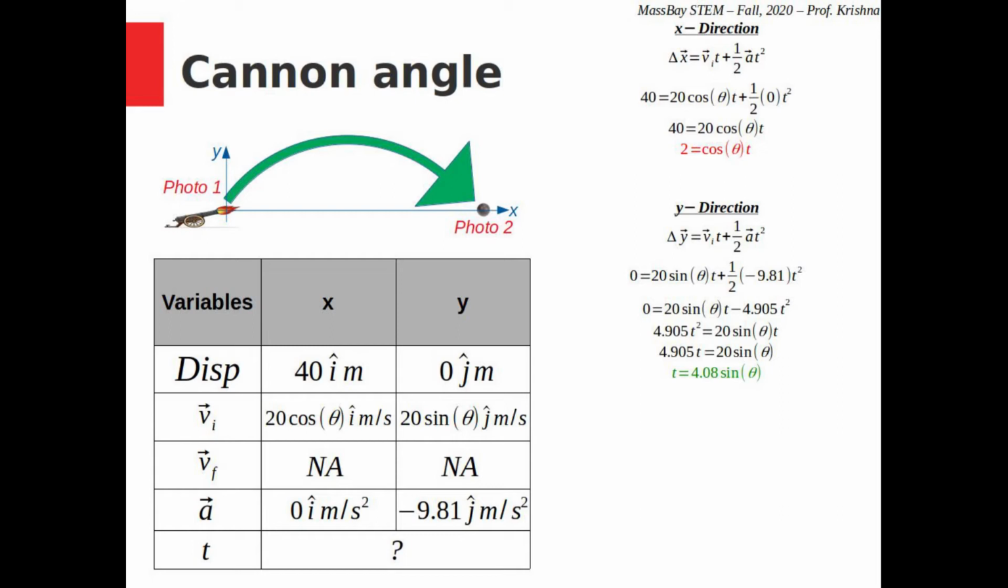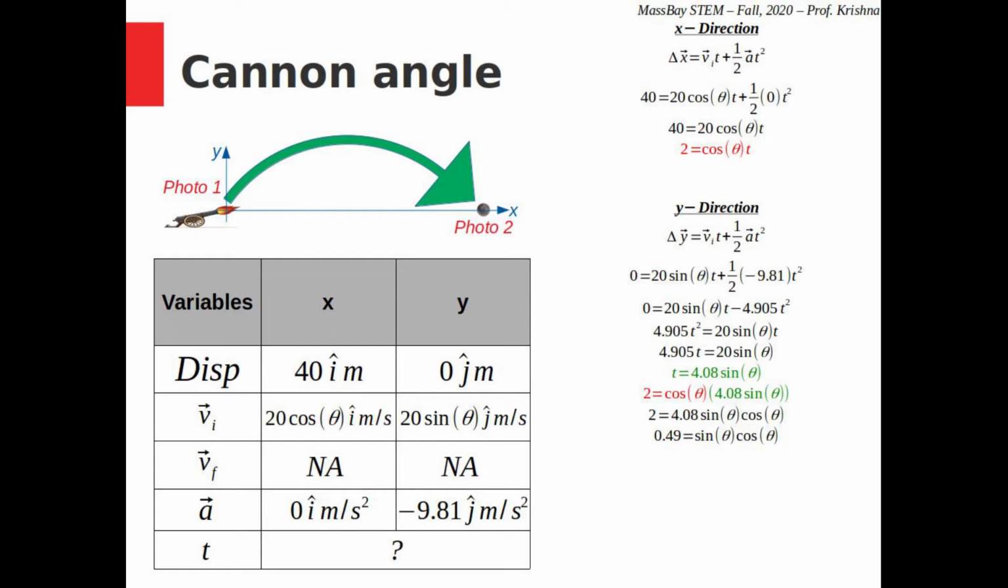When we simplify this, we get t is equal to 4.08 times sine theta. We can combine these two equations for t. When we do this, we end up with the equation at bottom. 0.49 equals sine theta cos theta.